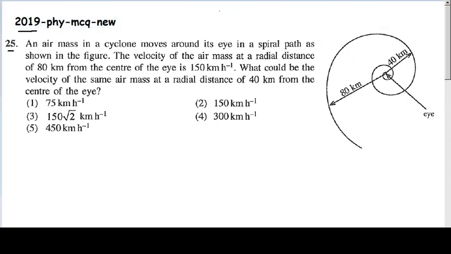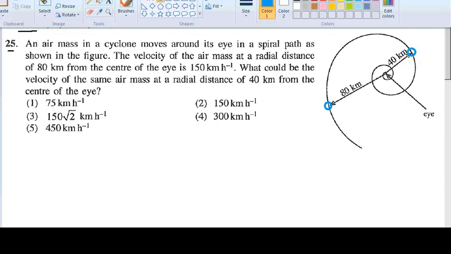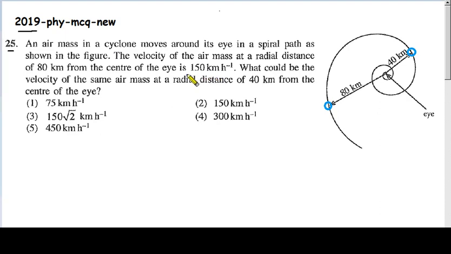So let's suppose the air mass is this, the same air mass, same mass. So at first it's at 80 km, this one. So this one is the first instant, then this one is the second instant. Therefore let's take this distance as r1, this distance as r2 from the eye. They say this center is the eye.